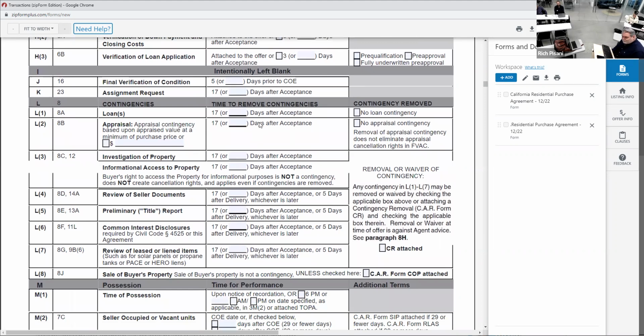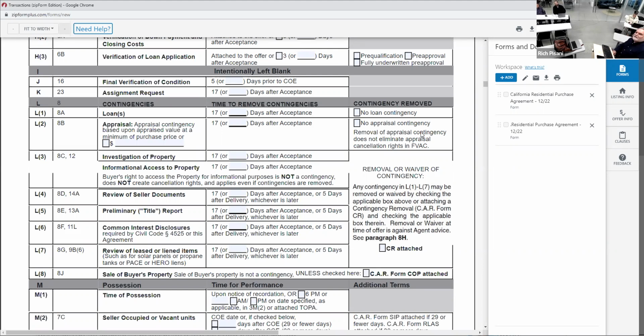Appraisal contingency. Now, there's also check boxes over here that there is no loan contingency, no appraisal contingency. And it warns that removal of appraisal contingency does not eliminate appraisal cancellation rights in the FVAC. What's that for? An FHA loan and a VA loan, you cannot cancel because it doesn't appraise. You cannot remove the appraisal contingency. It remains in place because it's a federally funded loan.